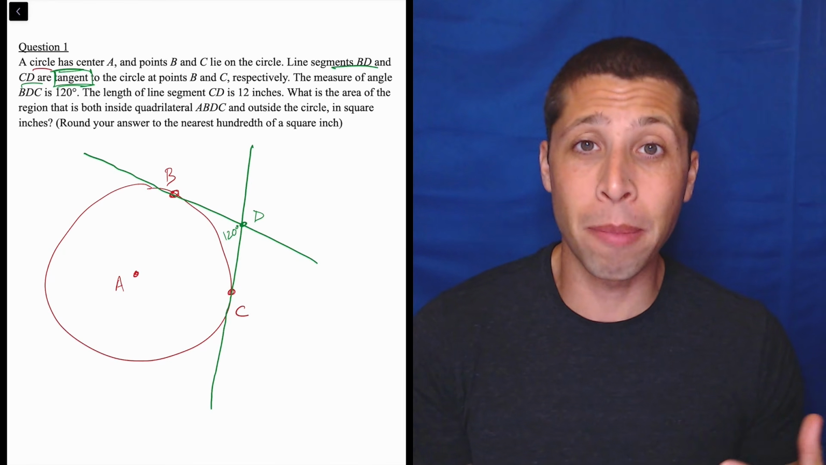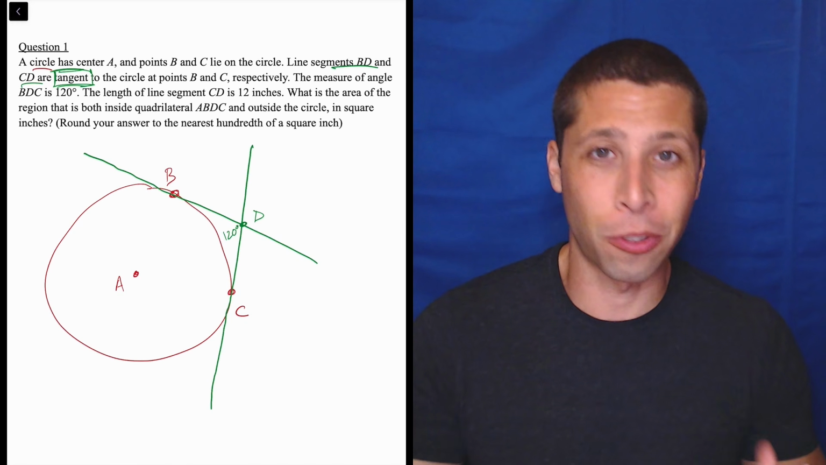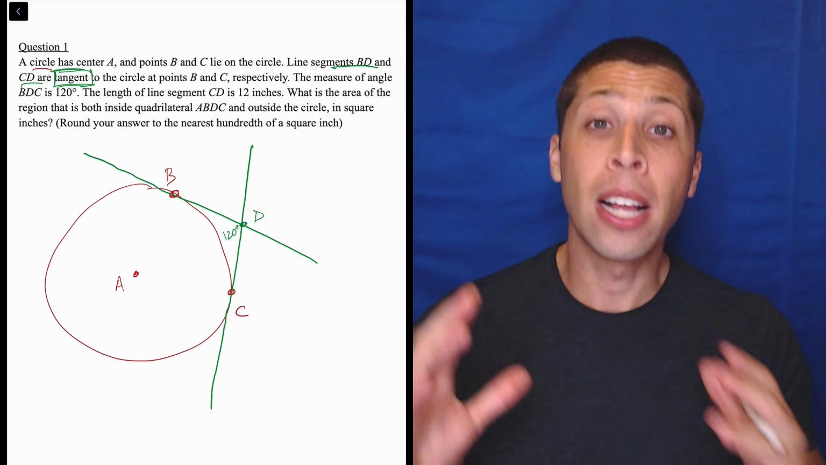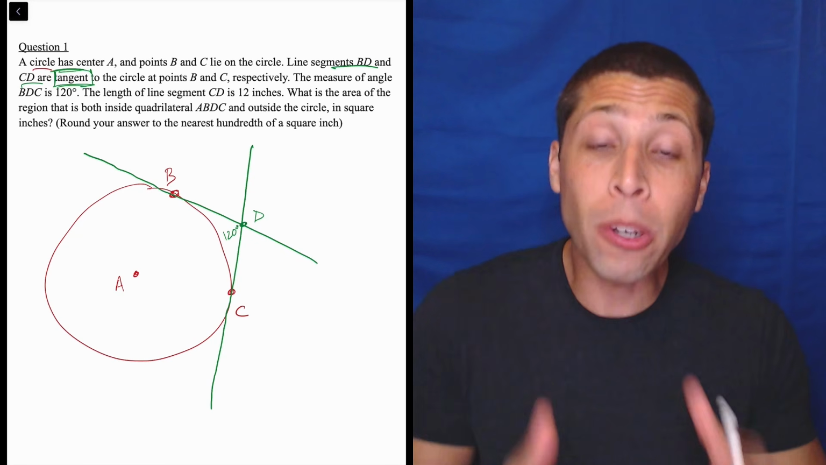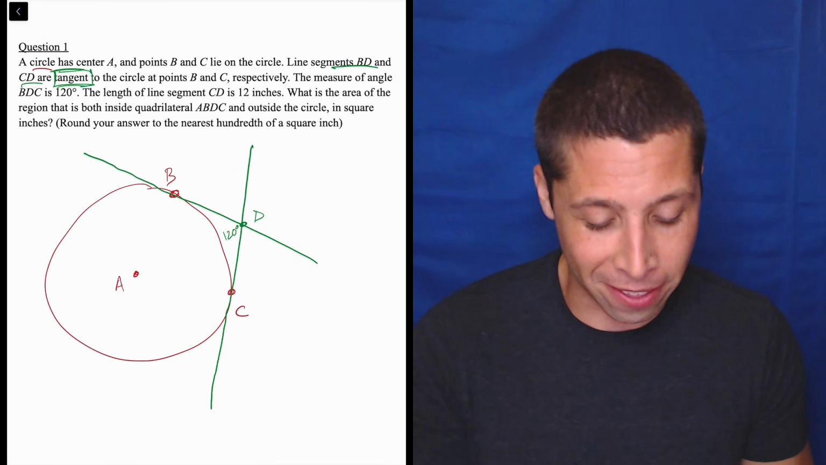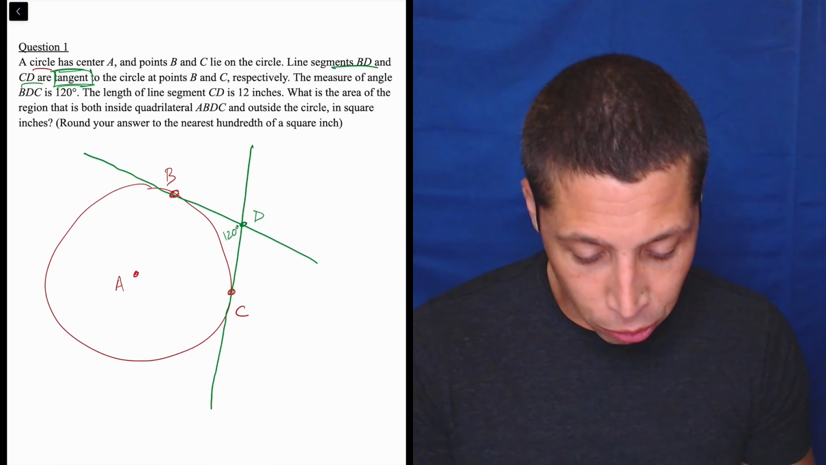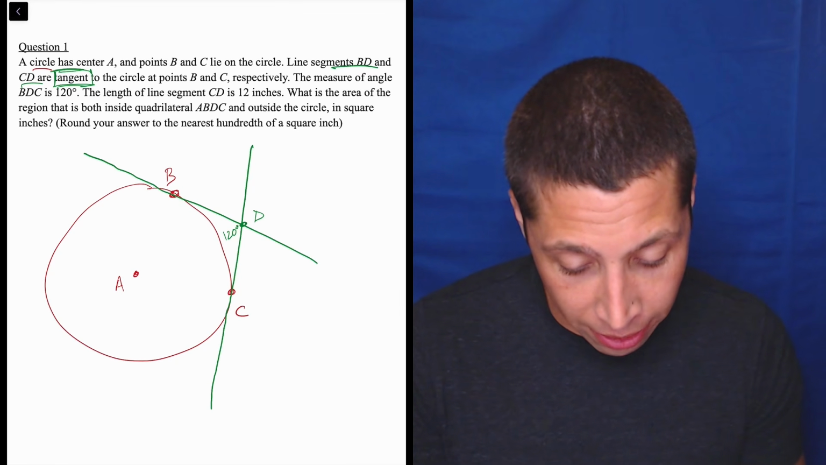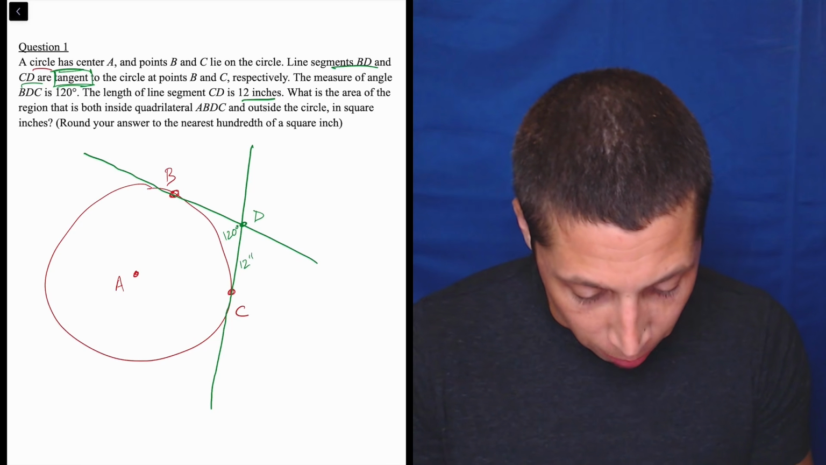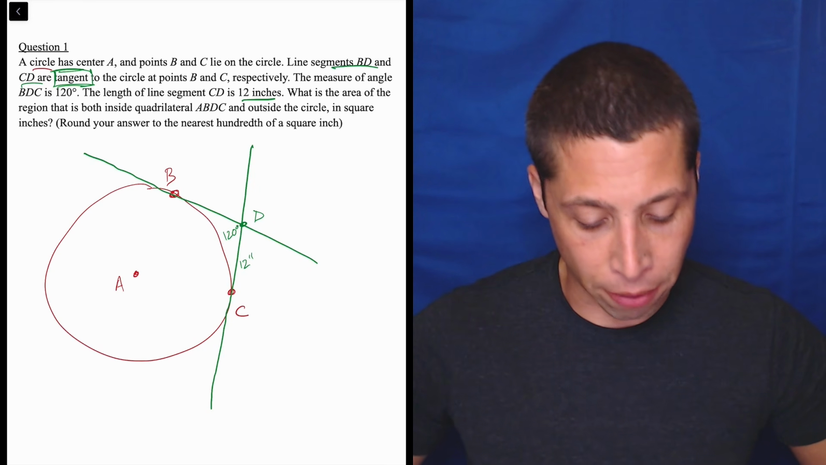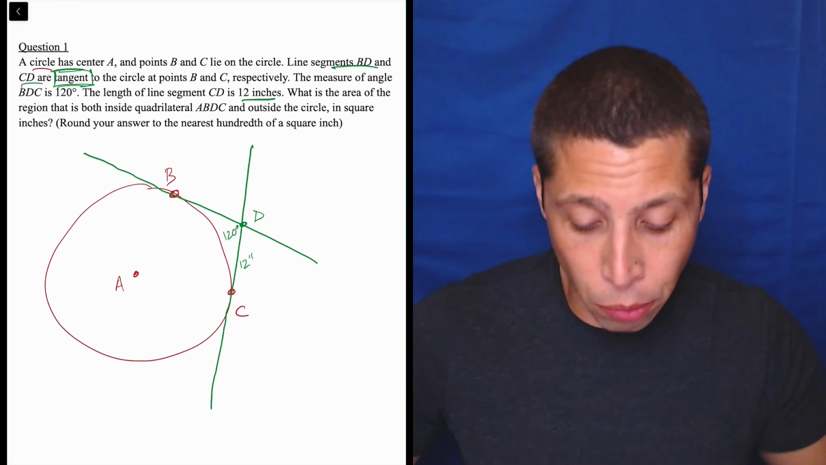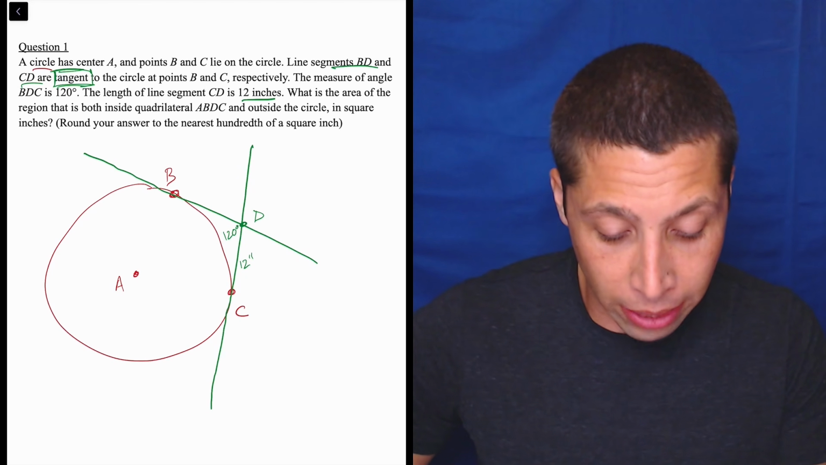That should be the same when you draw your own pictures for questions like this: don't worry about it being perfect. Just try to get the information out there, label things appropriately, and focus on the numbers, not the actual sizes of the angles and the lines that you drew. So we have that 120 degrees. Moving along then, the length of line segment CD is 12 inches, so that's here. And I'll put the little inches mark just to differentiate that from the degrees. And that's about it. Now we need to know what is the area of the region that is both inside quadrilateral ABDC.